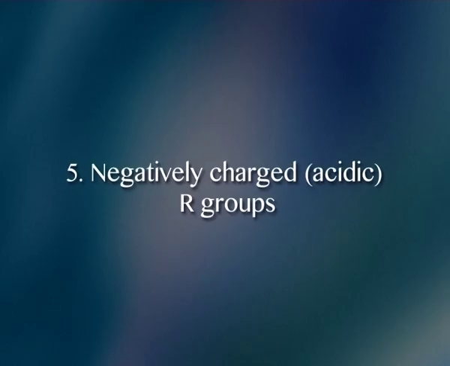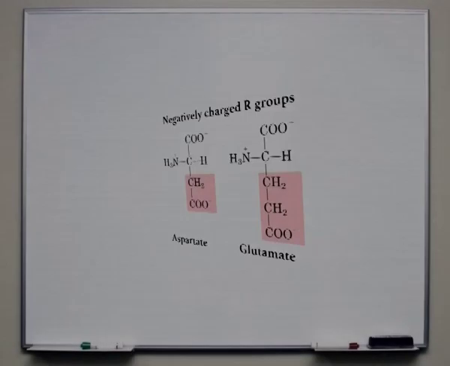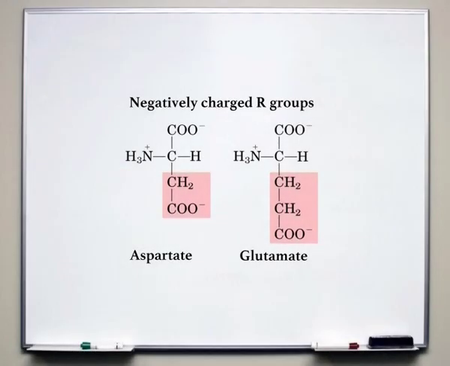The fifth class of amino acids, negatively charged acidic R groups. This class of amino acids includes aspartate and glutamate, each of which has a second carboxyl group. These two amino acids have net negative charge at pH 7.